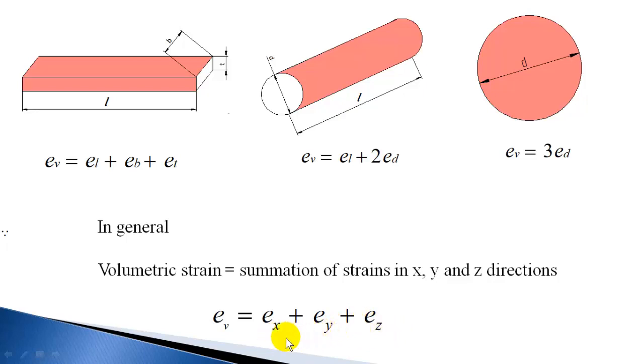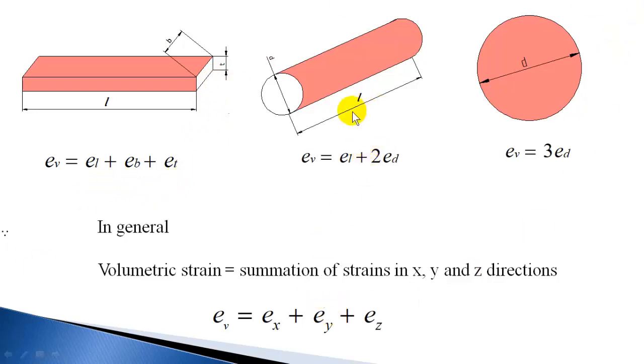So in x, y, z directions, in x direction you have length, so EL, plus y direction you have thickness, so ET, plus z direction you have breadth, so EB. So adding all the three, you are getting strain in volume.